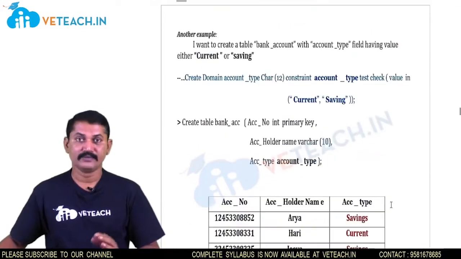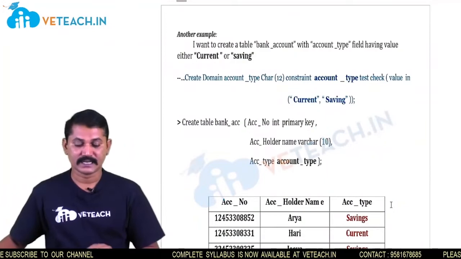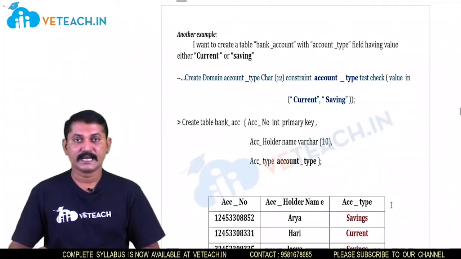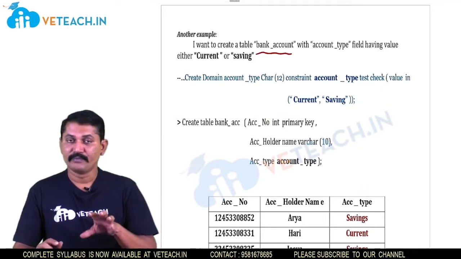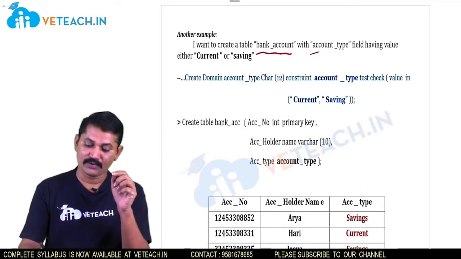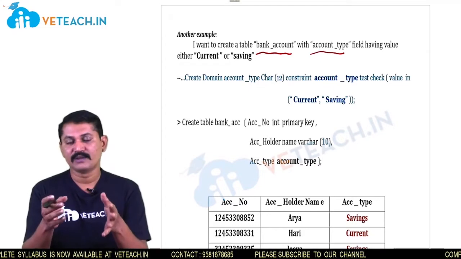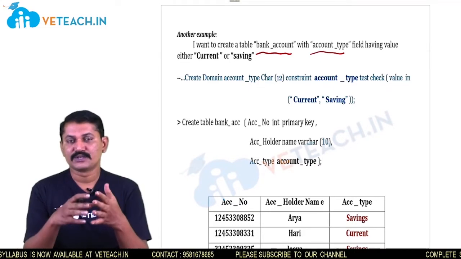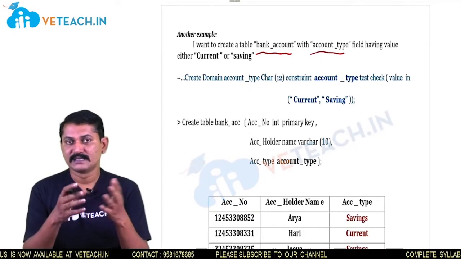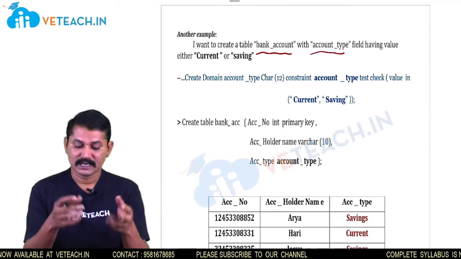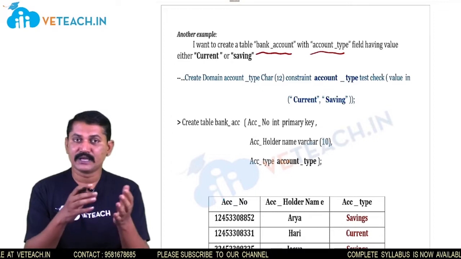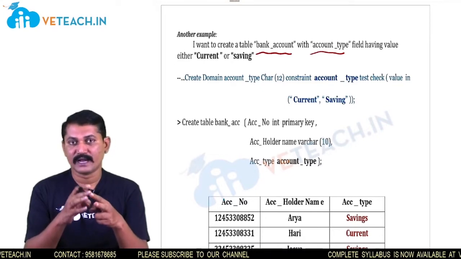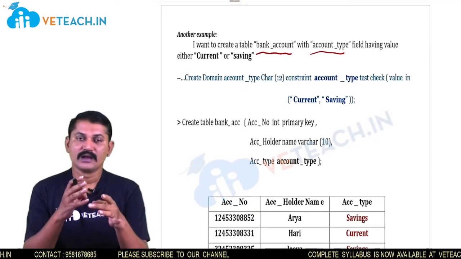The next one, we can recheck this with another example. I want to create a table with the name bank account, and I want to make a domain constraint on the account type. How many account types are available in general? For example, there are two types available. One is savings account, another one is current account. We can put a domain constraint. The entry to the account type must be one of two types, either savings or current account.